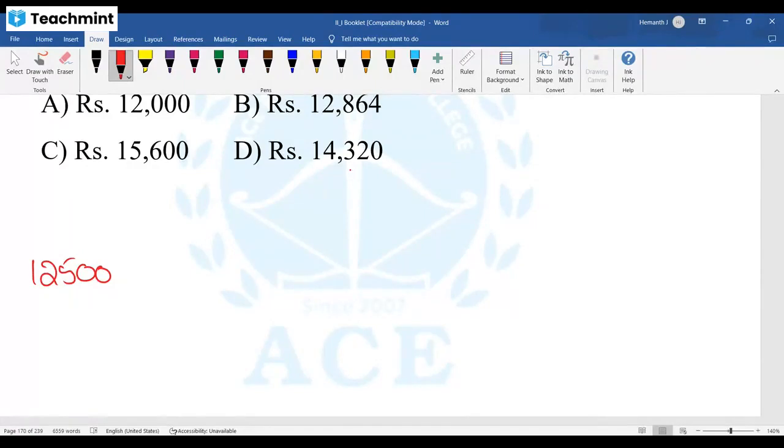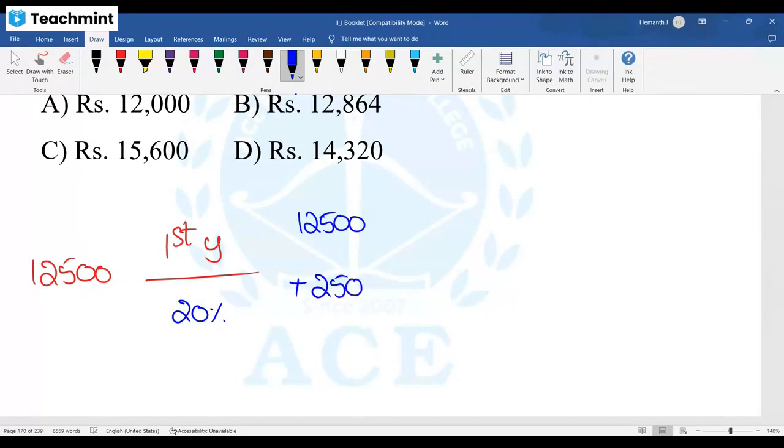So 12,500, first year completed. What is the rate of interest they gave? 20%. So 12,500, what is 10% of that? 10% of 12,500 is 1,250. 20% means 2,500. Introduction we discussed up to here. It means the pending amount is 15,000 now, if you keep it just like that.